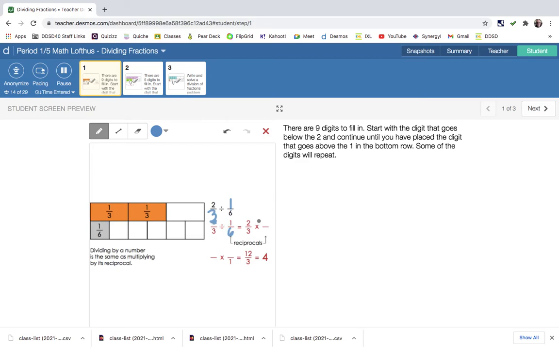It's the same as 2/3 times 6/1. So 2/3 times 6 over 1 is 12 over 3, or 4, and we can see 1, 2, 3, 4. So 4 of those would fit in there, and that makes sense on that one.